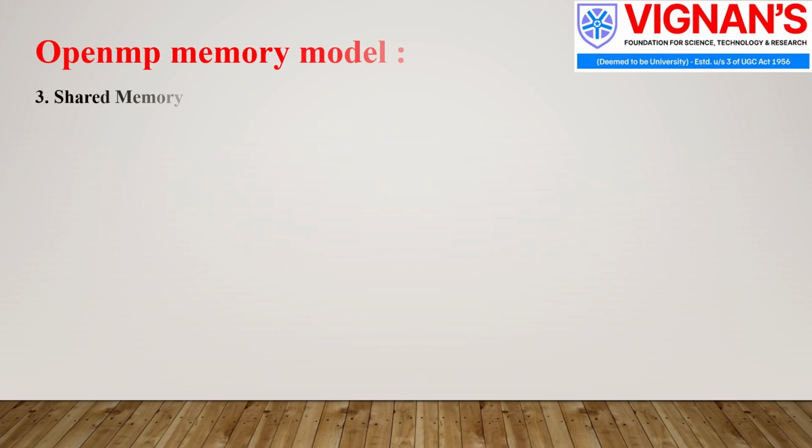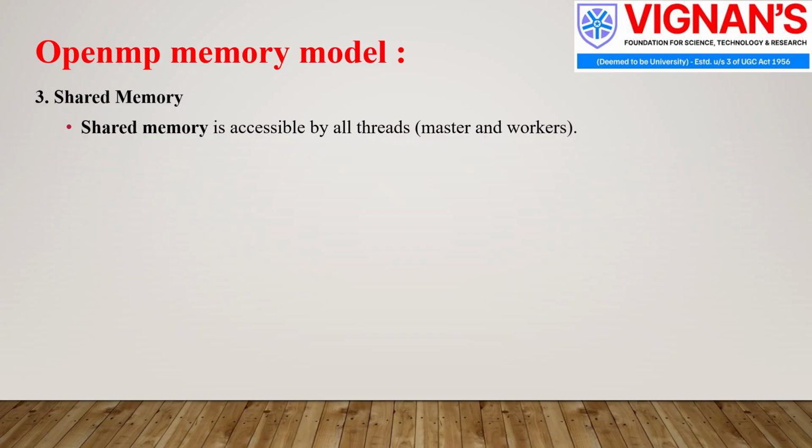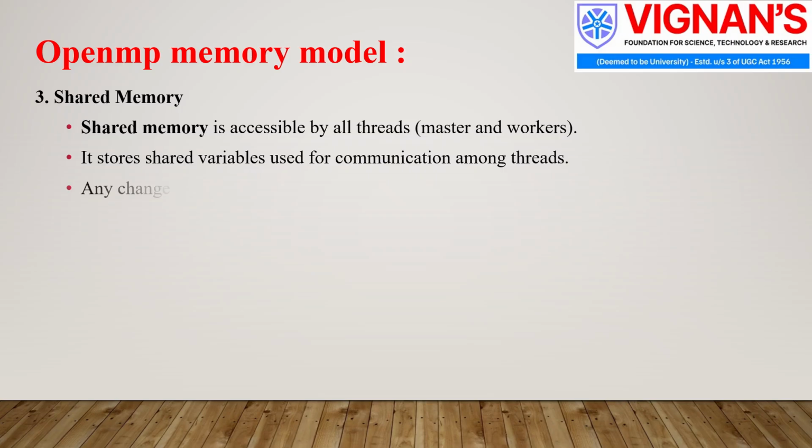Shared memory. This block represents shared memory. Shared memory is accessible by all threads, including the master thread and worker threads. It stores shared data that allows threads to communicate with each other. Any change made by one thread in shared memory is immediately visible to other threads.